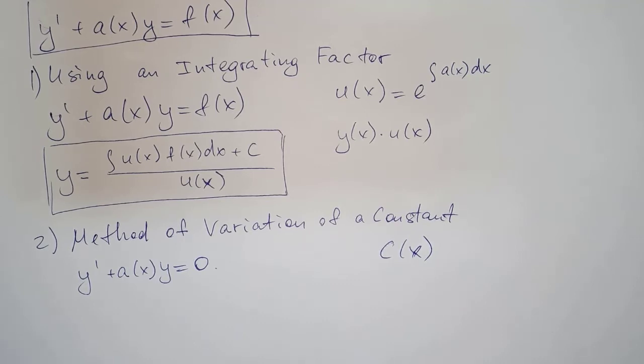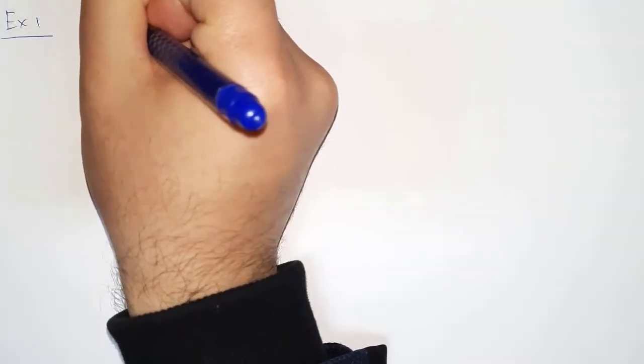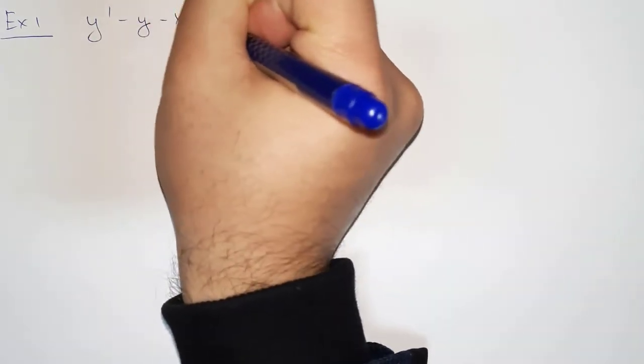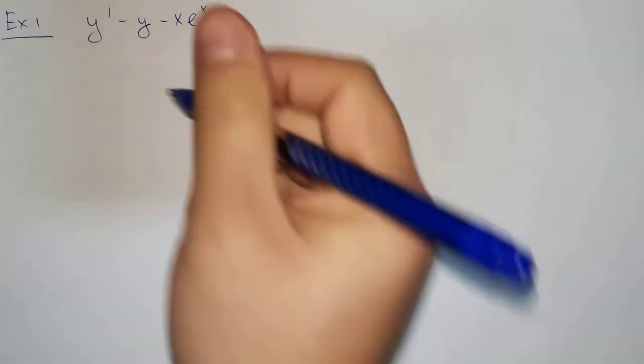Okay, let's consider now examples, and I think it will be clear for you after examples. Okay, so example number 1. Solve the equation y prime minus y minus x e to the power of x is 0. So we need to solve this equation, and let's rewrite our equation in standard form.